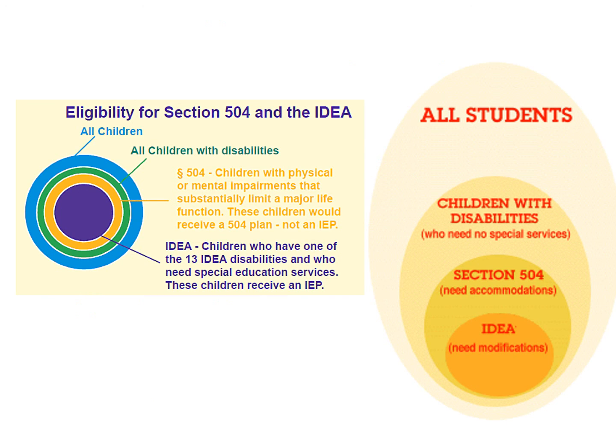Here's a good visual starting with your general education population to show how students might be eligible for IDEA or Section 504. The largest circle would be your general education population. Then inside you have students with disabilities. Not all students with disabilities need accommodations or services, but some do. Those that do may only need accommodations to access their general education curriculum, and they might fall under Section 504. Others may need specialized instruction and services paired with accommodations, and those students would fall under IDEA or special education.